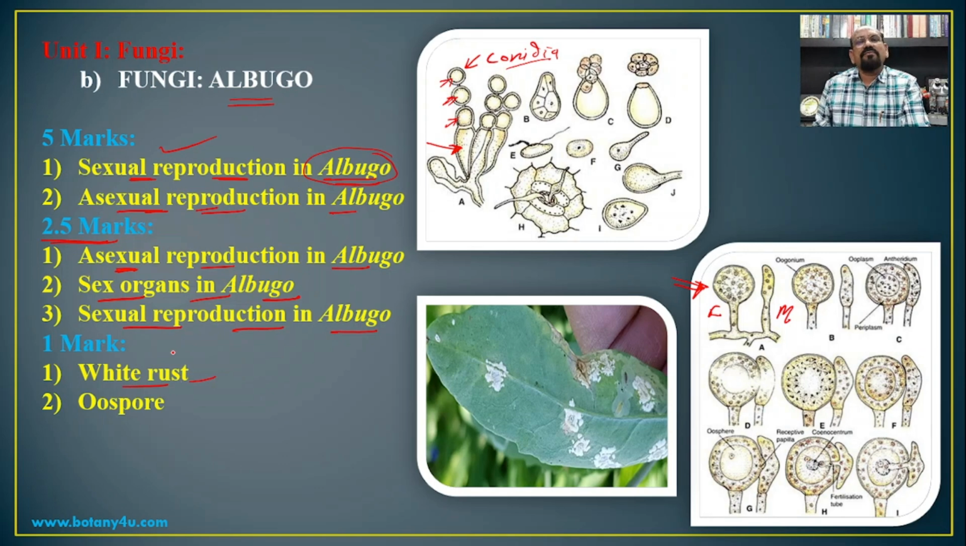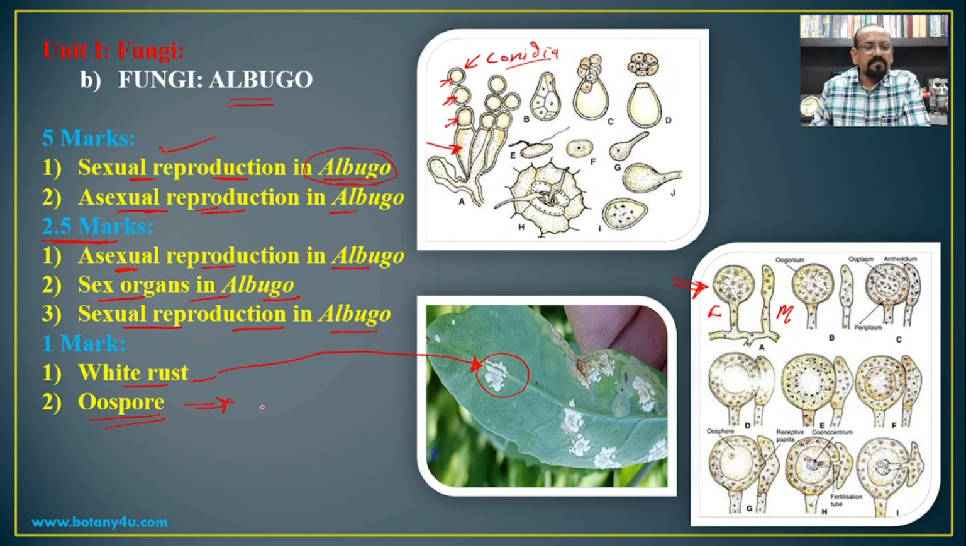This is the disease which is caused by the infection by Albugo on different plants of the Amaranthaceae as well as Brassicaceae and Convolvulaceae. Very commonly you can find the formation of white patches after the infection by Albugo on the leaves or the stem of the different plants, and that disease is known as the white rust. Then oospore. Oospore is a name of the zygote.